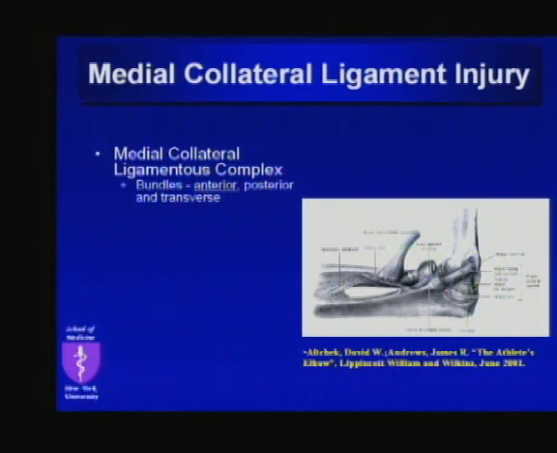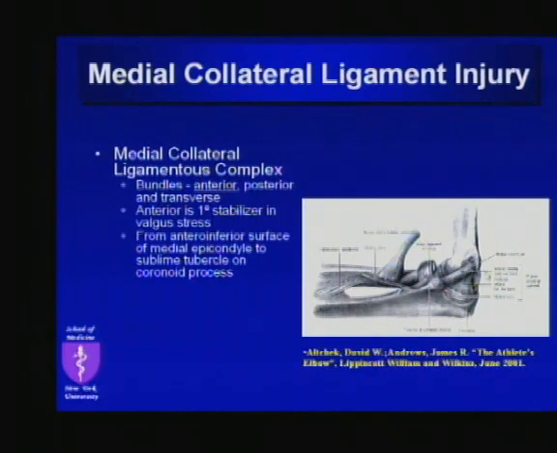Of these three bundles, the anterior bundle is felt to be the primary stabilizer, and it is the one that you are going to see as a medial collateral ligament in the extended position because it's taught in extension. It goes from the anterior inferior surface of the medial epicondyle to the sublime tubercle on the coronoid process.